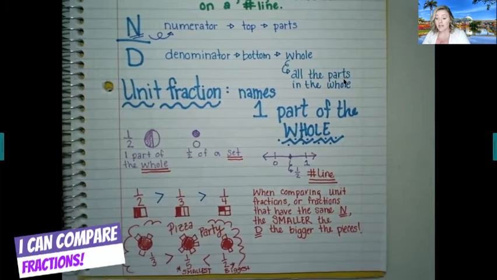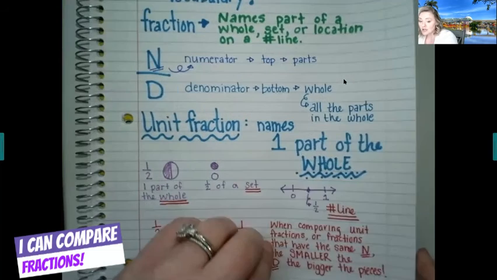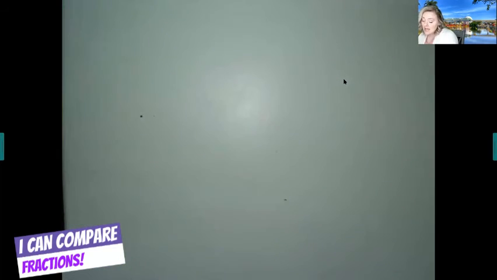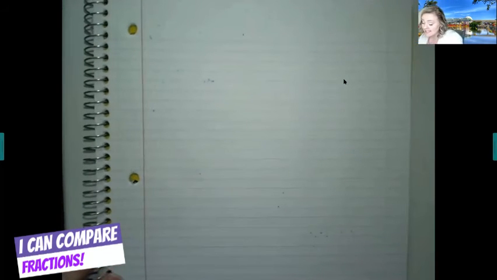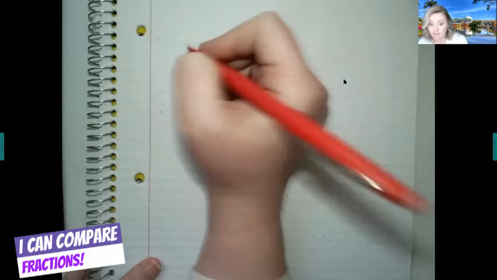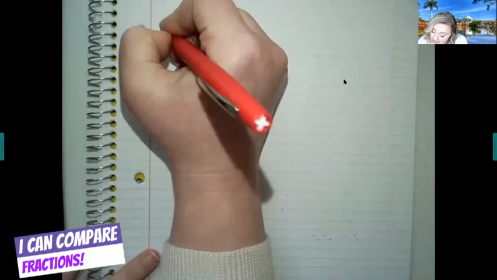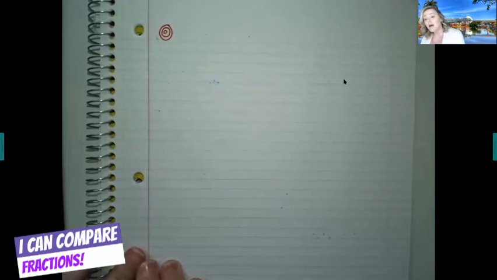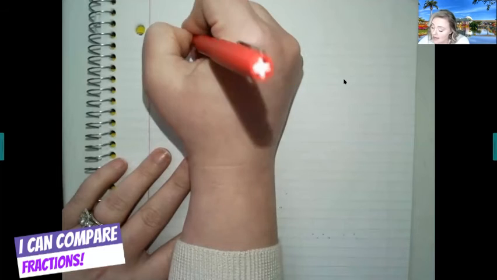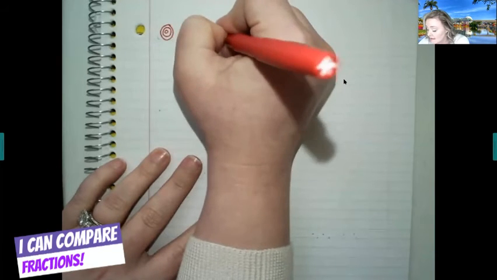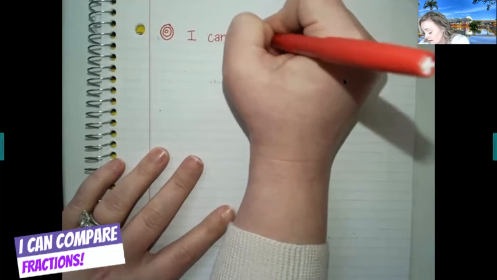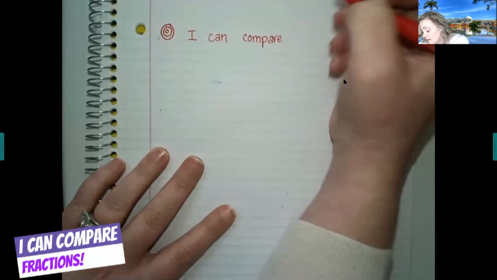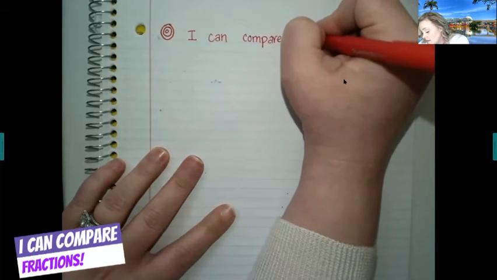Okay. So we're going to continue to talk about this, but what we're going to do now is we are going to turn your paper and we're going to compare fractions of a set. So I'm just going to write out some problems. So, we need to write a target because now we've really shifted from vocabulary to now we're applying our vocabulary knowledge by comparing our unit fractions. So our I can is going to be I can compare unit fractions.